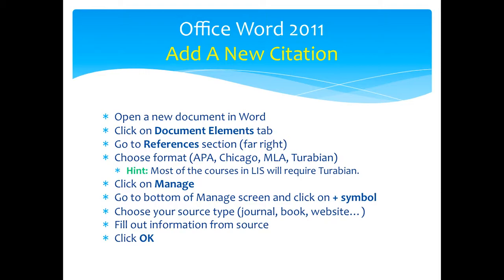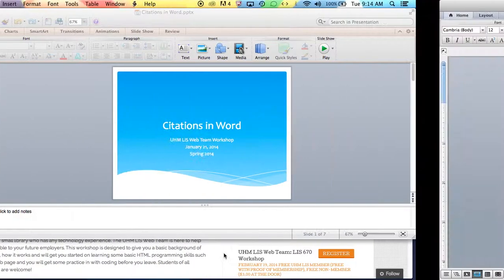Click on Manage, and if you go to the bottom of the Manage screen and click on the plus symbol, you can choose your source type, such as journal, book, website, etc. And you just fill out your information from this. I'll give you an example of this right now.